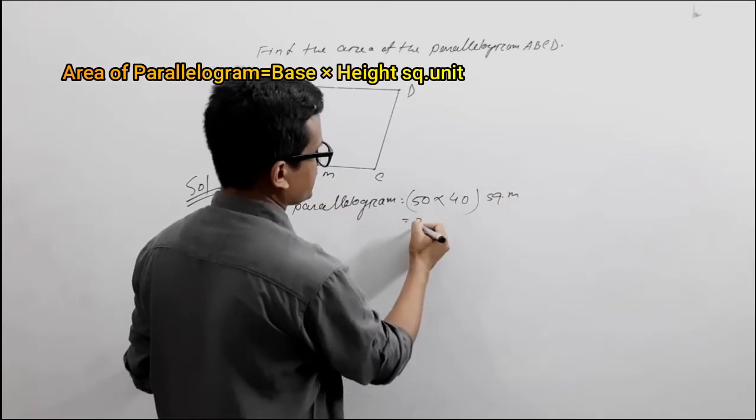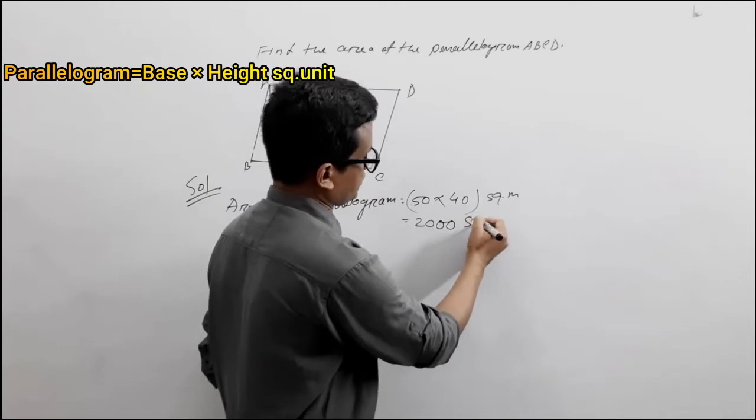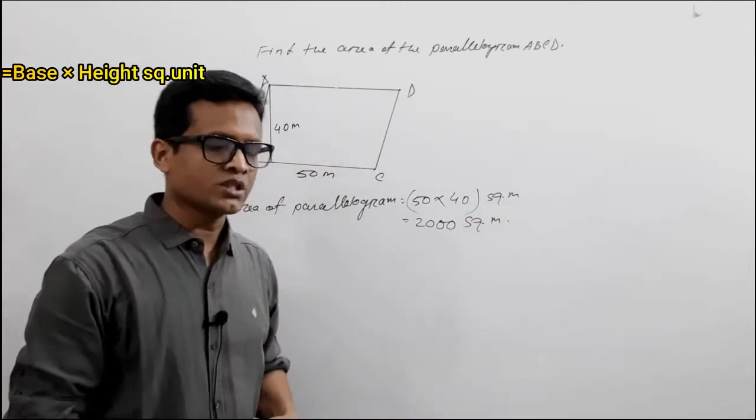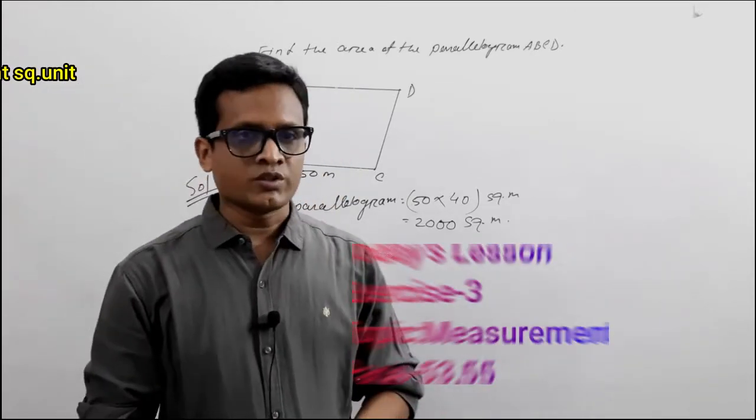So 4 fives are 20. How many zeros are there? 2 zeros. So the answer is 2000 square meter. This is the answer for the area of the parallelogram. Students, have you understood? Now we have to go to today's lesson.